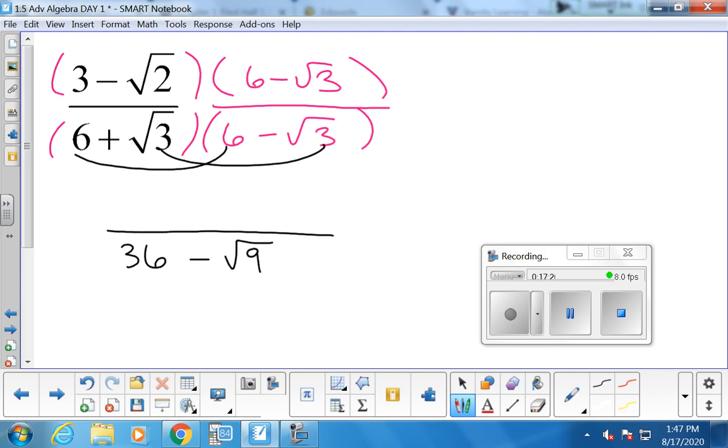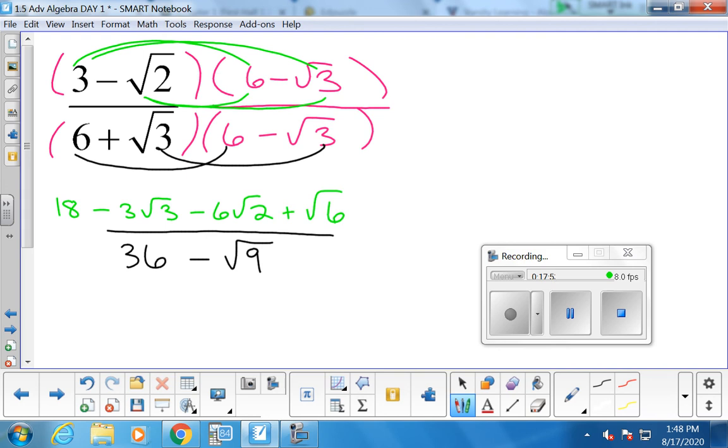On the top, however, these are not conjugates. You'll have to do the whole entire FOIL process. First, 18. Outside, negative 3 radical 3. Inside, negative 6 radical 2. And last, positive radical 6. Now that's a flat out mess, but you know, we did accomplish our goal. We did rationalize the denominator because we created that perfect square right there. Square root 9 is 3, so my denominator is a 33.